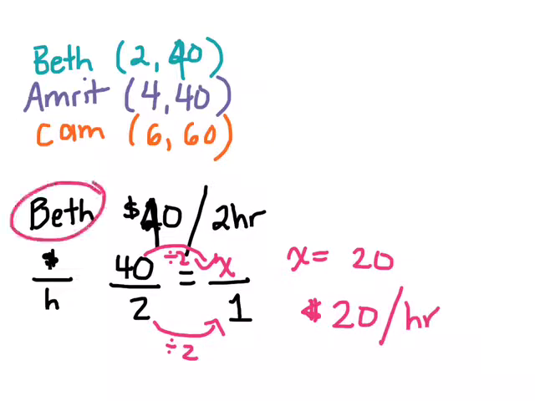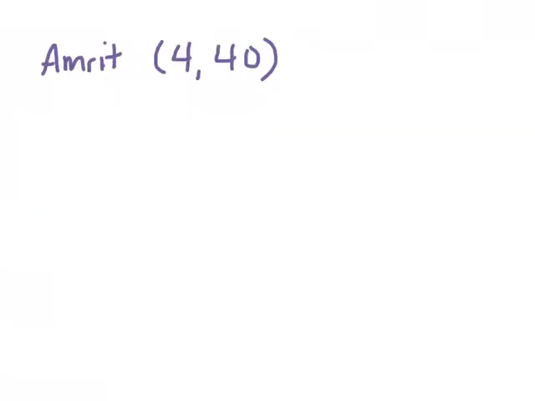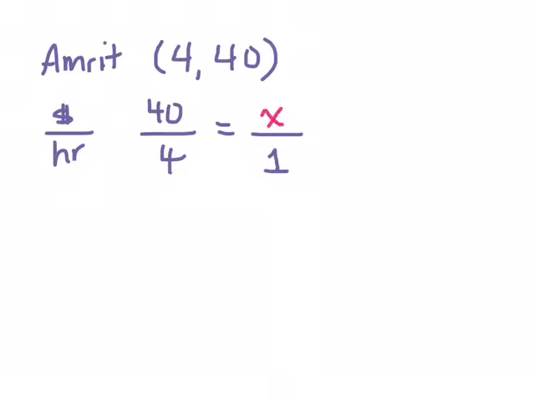We've just found Beth's rate. Can we do the same thing for Emreet and Cam? I want you to do it. So we're looking at Emreet. Again, we're looking at cost and hours. In 4 hours, he makes $40. We want to know how much he makes in 1 hour. Once again, we're finding the unknown, the amount he makes.